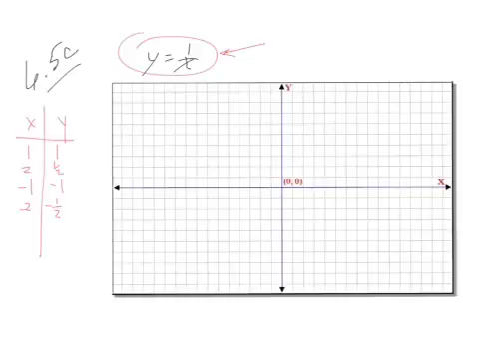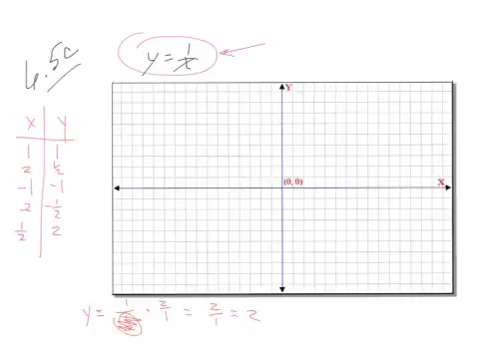So, in fact, let's put in a fraction. What happens if x is 1/2? What if we have y equals 1 over 1/2? Remember, when you have fractions that are divided, you invert and multiply. So this changes into 2 over 1, which is 2.